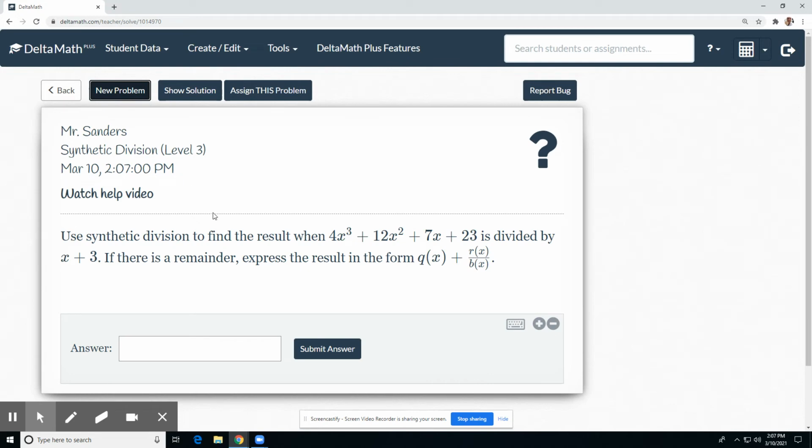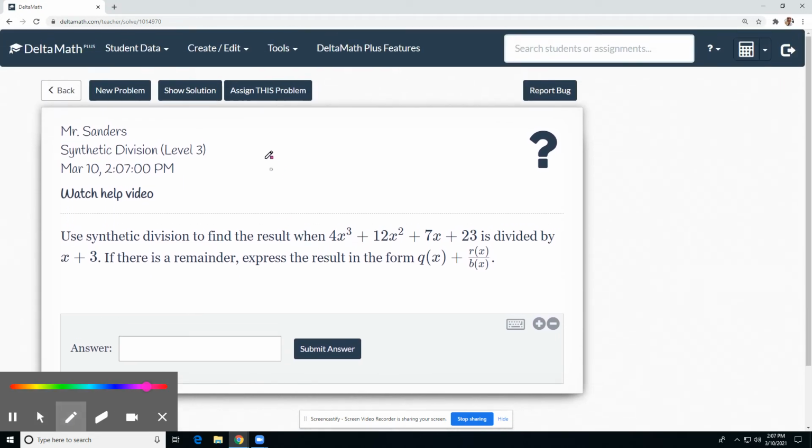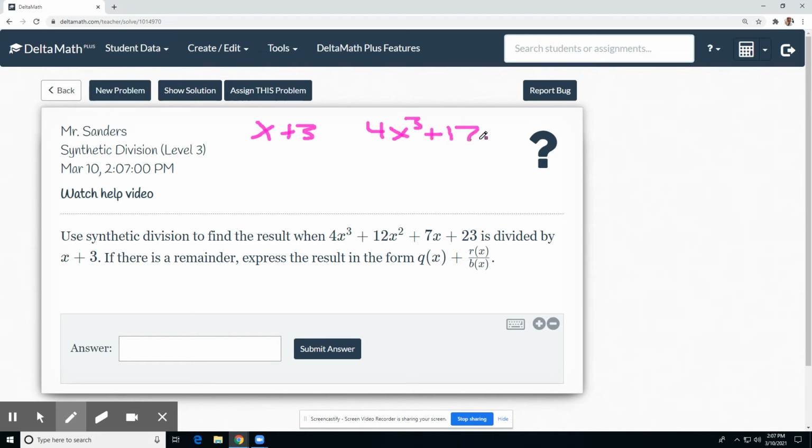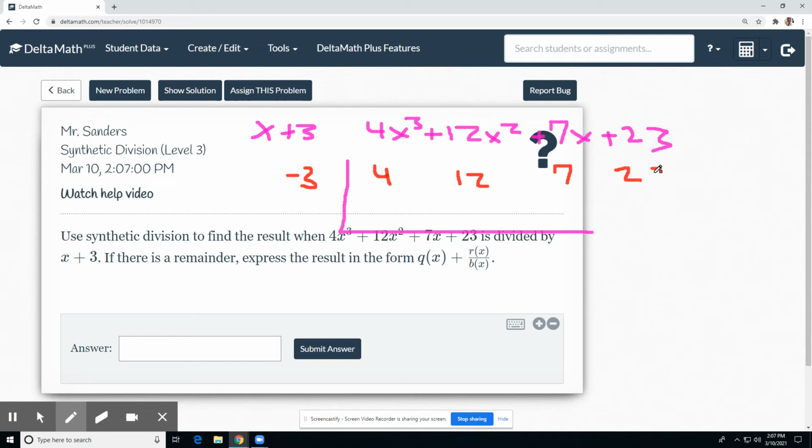Let's try one more. I'm just going to jump right into it. So we have the x plus 3 going into 4x cubed plus 12x squared plus 7x plus 23. The 0 here is -3. Coefficients. First number drops straight down.